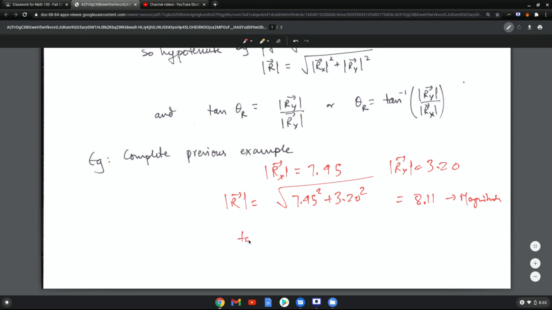And then the direction is going to be inverse tan of 3.20 over 7.45, which is 23.24 degrees. This works out fine because if my Rx and Ry are both positive, that means I'm in quadrant 1, and if I'm in quadrant 1, then this angle being 23.24 degrees makes sense. So you will have to verify that the angle is correct and it's in the correct quadrant for the vector.